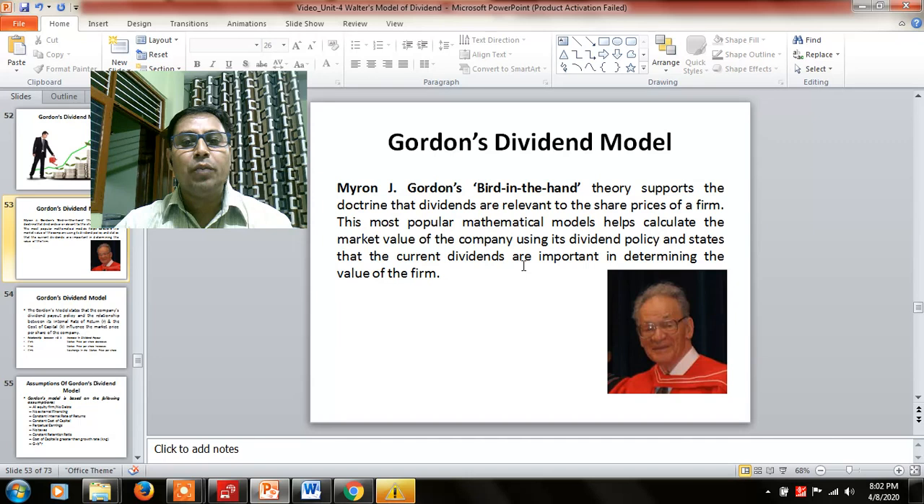This most popular mathematical model helps calculate the market value of a company, or the market value of a share. Using its policy, it also states that the current dividends are important in determining the market value of a share.